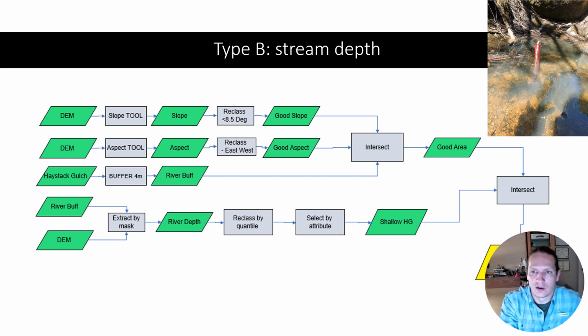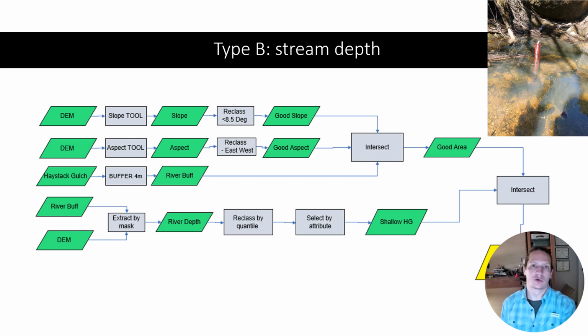And so now the next type is stream depth, which is just in Haystack Gulch. So we want to find the deepest parts, where water is more likely to pool, so we can monitor that water level. We don't just choose a site that is high up and drained all the time. The top half of this flow chart is the same thing I did for the last analysis for the Type A, but this just takes it a step further at the bottom of the screen.